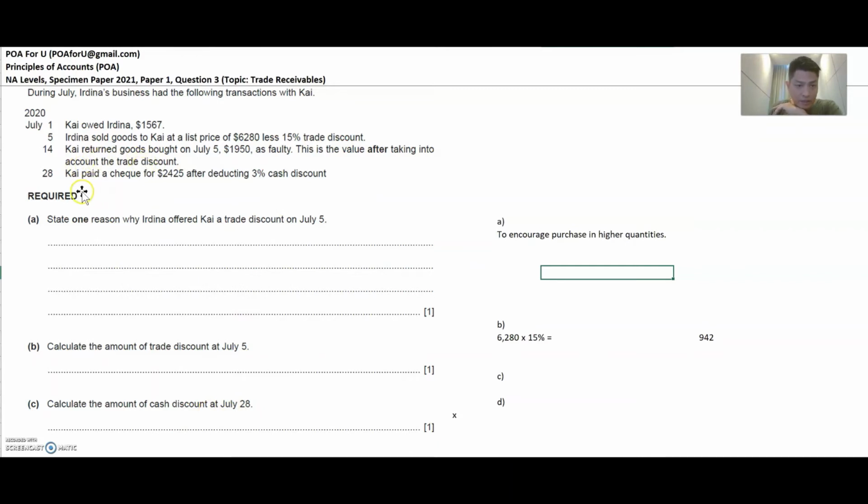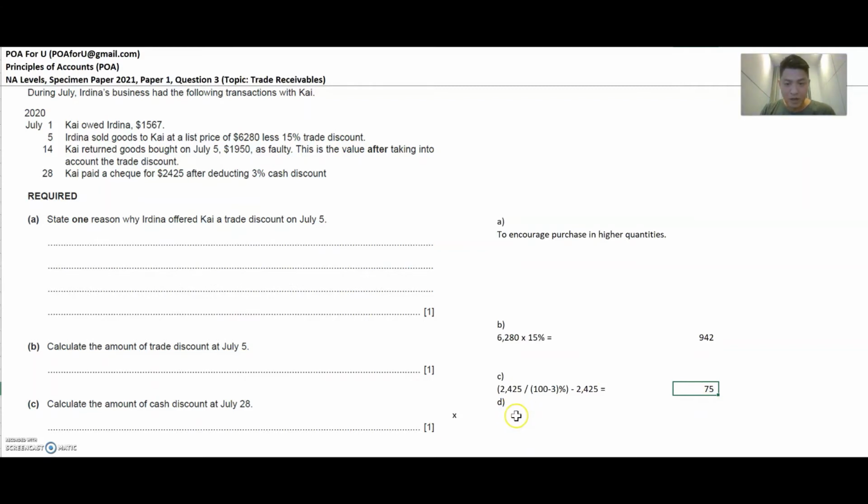Now, next question is calculate the cash discount on July 28th. So let's see what's happening on July 28th. Kai paid a check of 2425, and this is after deducting a cash discount of 3%. So 2425 is 97% of what Kai originally owed Adina. And we are asked to calculate what the cash discount amount is. So you just take the 2425, you divide it by 97%, you will get 100%, and then you less 2425, and you would get the answer of $75. Okay, so $75 is therefore 3%.